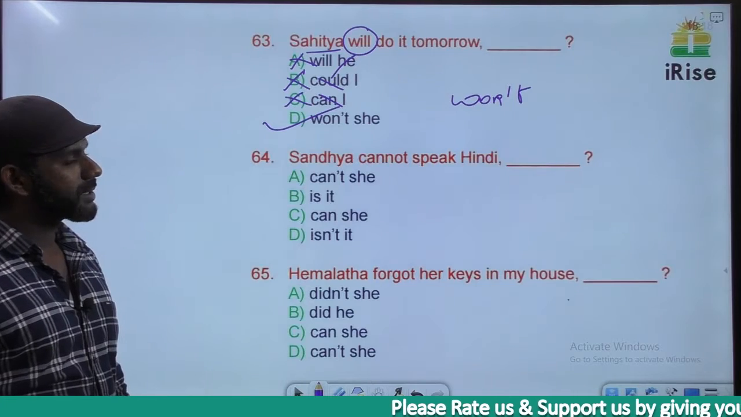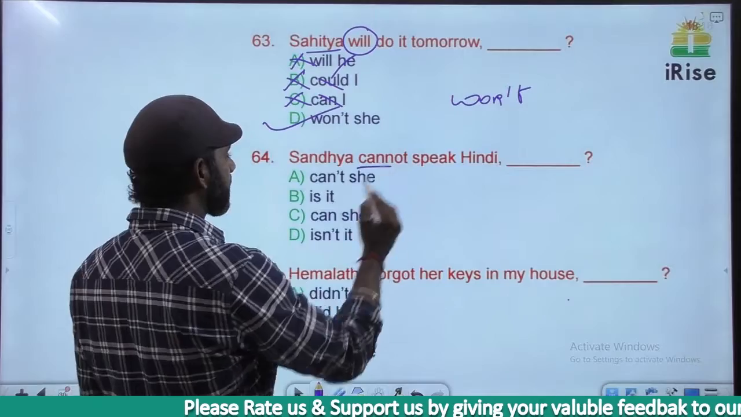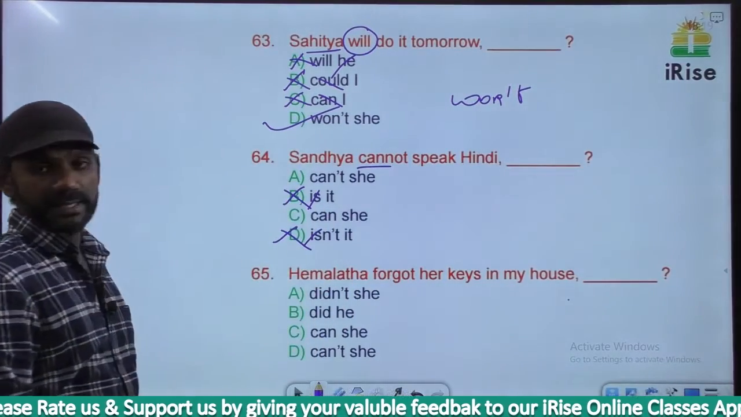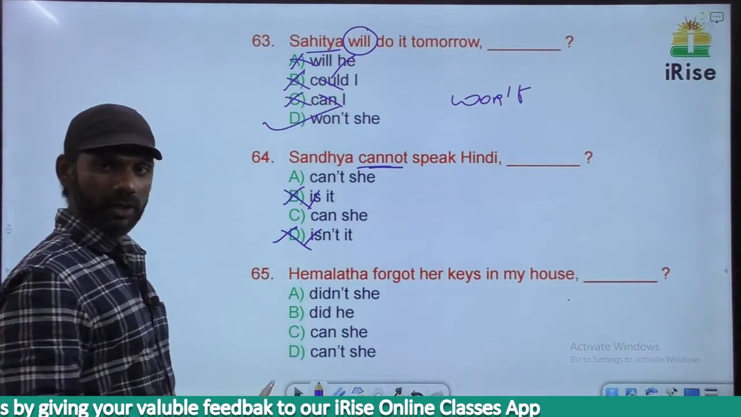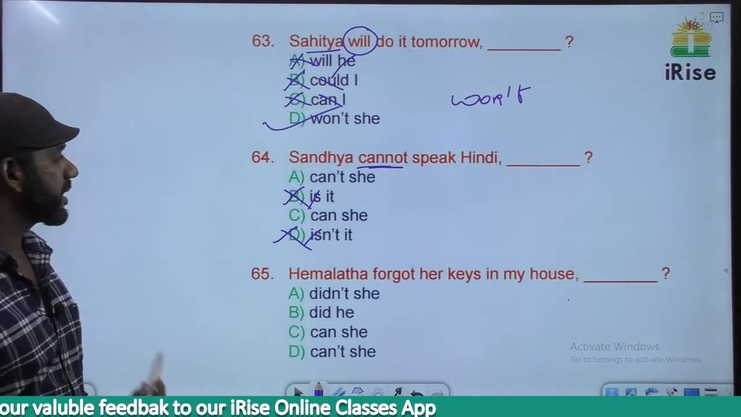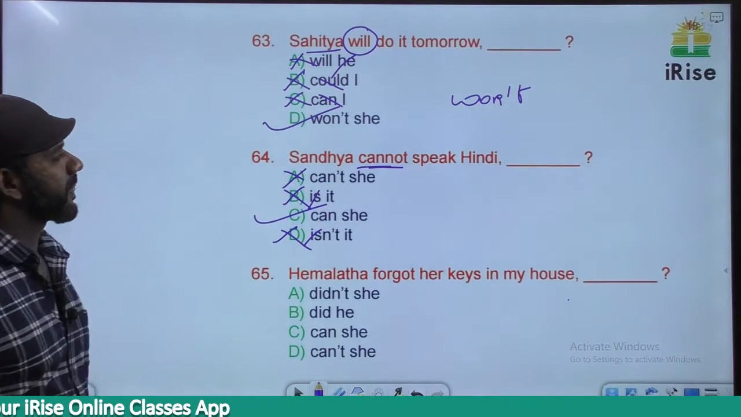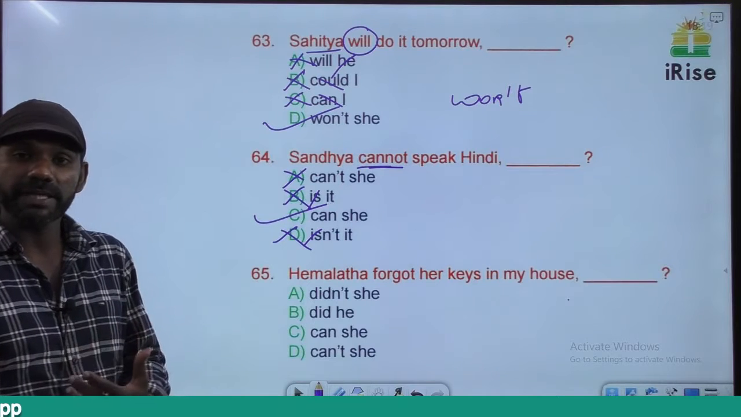Sandhya cannot speak Hindi. The auxiliary verb in the sentence is can. So B and D are eliminated, because B and D say is. We have an N word in the sentence, cannot, not. So in the tag there should not be an N word. A is gone. The answer is C. Can she? Sandhya cannot speak Hindi. Can she? That means can she speak Hindi?